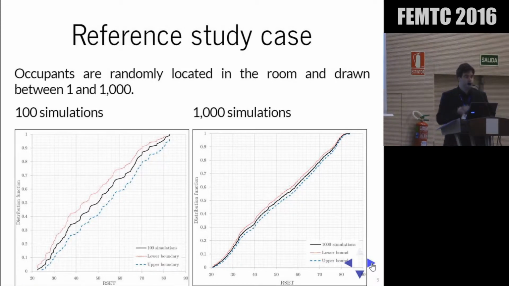For this case, the occupants are randomly located in the room and their number is drawn between 1 and 1,000. This figure shows the empirical distribution function and the confidence interval bounds for 1,000 simulations and 100 simulations. The level of confidence is 90% for all cases. For this presentation, I'm not focused on the numerical results, but on the analysis of the results and on the conclusions about them. The numerical results are more detailed in the paper.